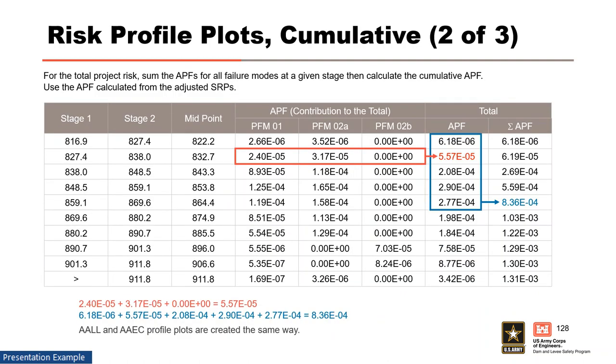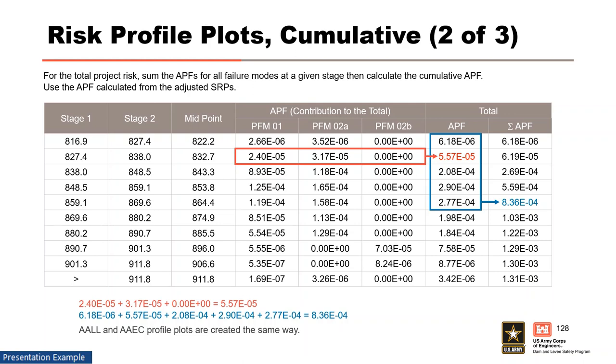We can create these plots for annual probability of failure, average annual life loss, and average annual economic cost. We can create them for individual failure modes like on the previous slide, where we use the unadjusted system response, and we can create them for the total project risk, where we use the adjusted system response to get the potential failure mode's contribution to the total as shown here.